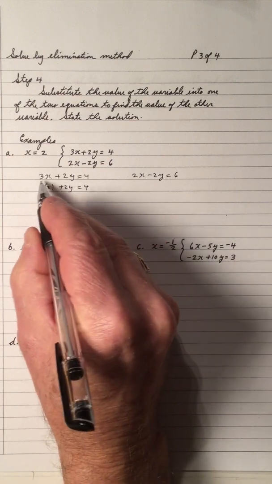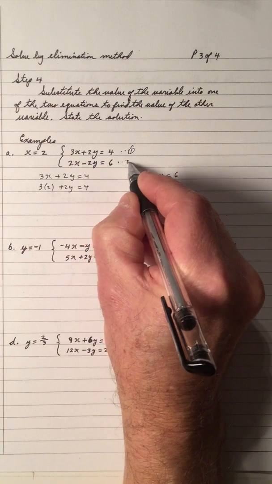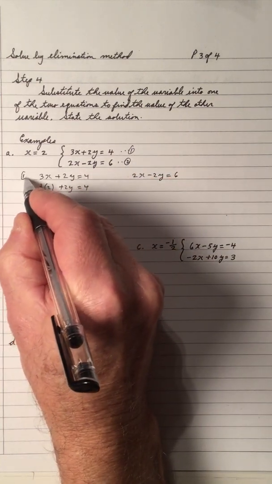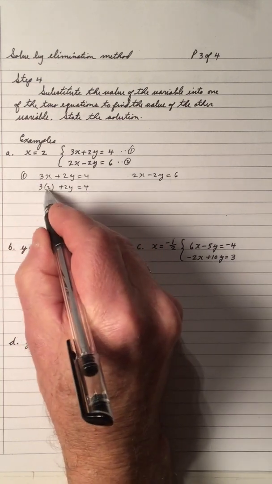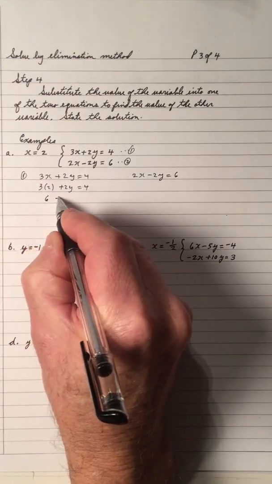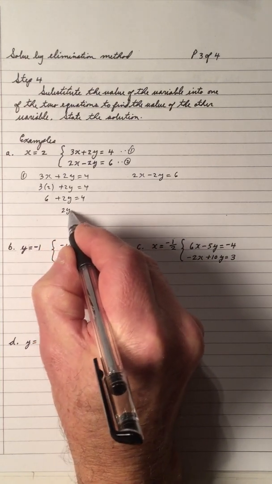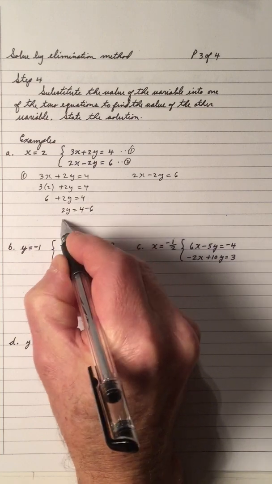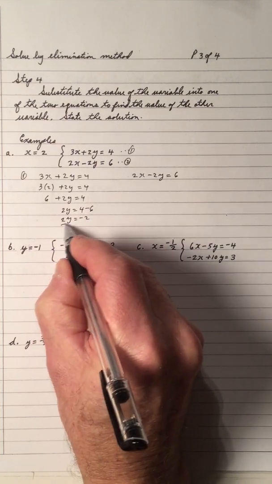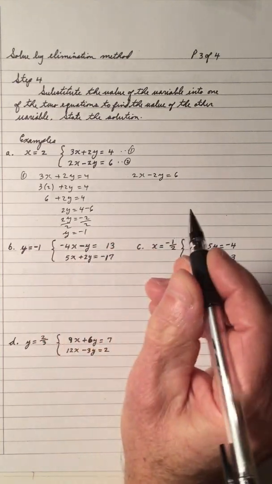So let's put 2 into the first equation. This is the first equation. That's the second equation. So let's do the first equation. So put 2 in for x. We have to multiply before we add. So 6 plus 2y equals 4. So 2y equals 4 minus 6. 2y is negative 2. So we divide by 2 on each side, so y equals negative 1.